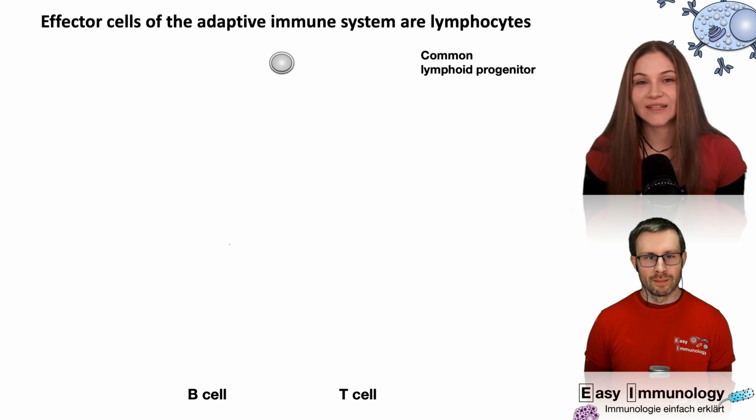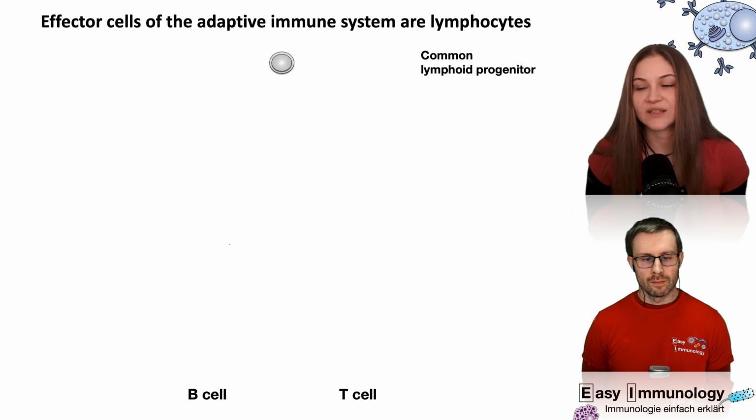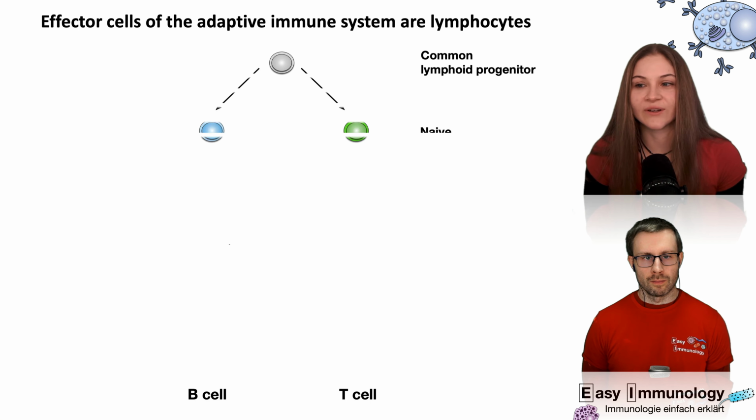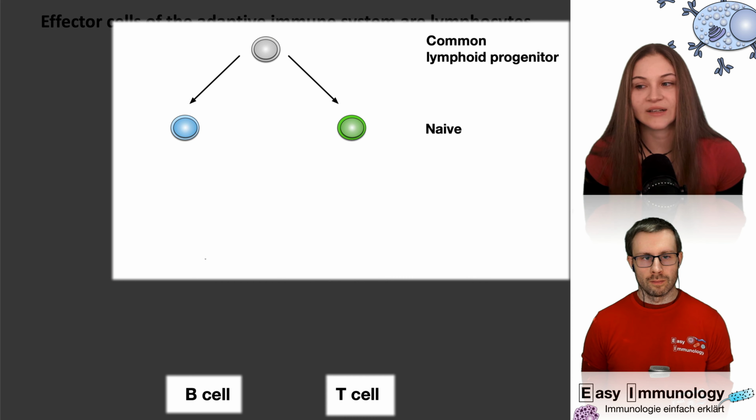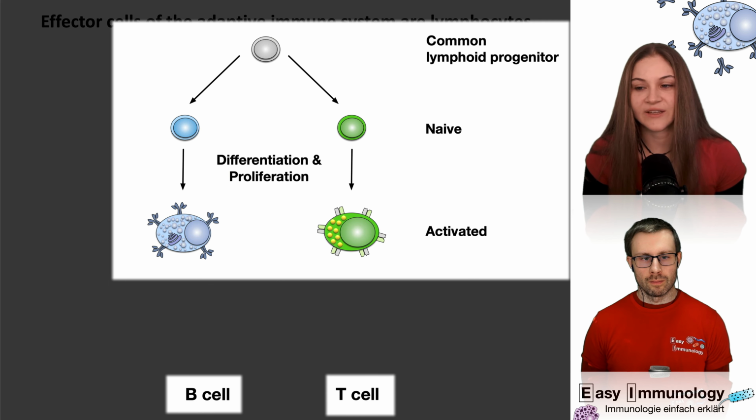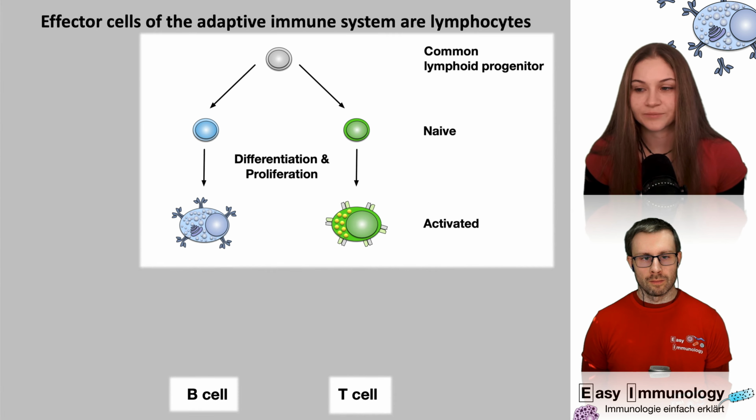When we talk about T cells, we need to talk about the adaptive immune system before, because T cells belong to the adaptive immune system, because they are lymphocytes. And we have two different kinds of lymphocytes, the B cells and the T cells. Both are differentiated from a common lymphoid progenitor. When they never saw their antigen before, they are naive, but they can start to differentiate and proliferate into the activated form of B cells or the activated form of T cells.